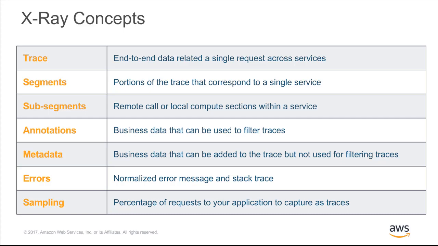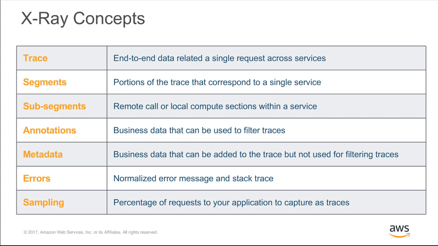So the concepts in X-Ray essentially are a trace. A trace represents end-to-end data related to a single request across services. So as I showed you guys in the picture earlier, if I had an application that was talking to an API gateway, Lambda, and then did some writing into DynamoDB, and then used another service like SNS to send notifications, that entire transaction end-to-end is represented as a trace.